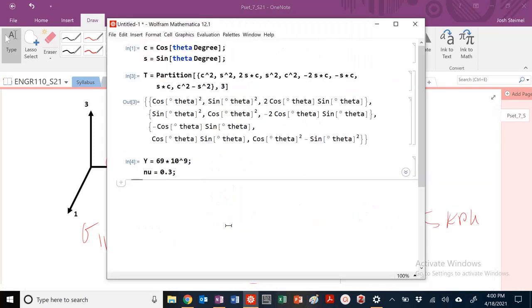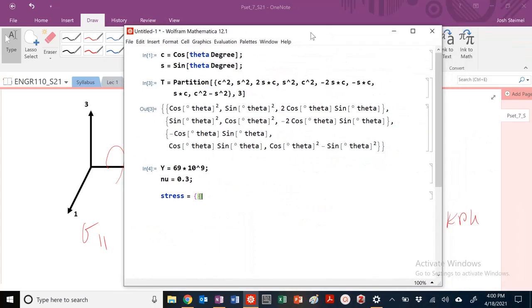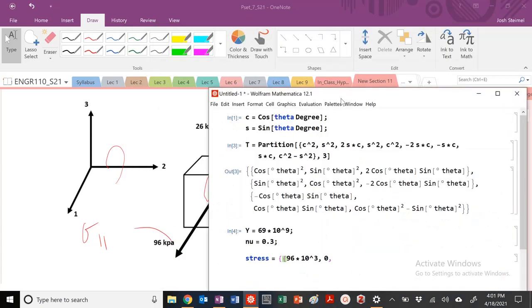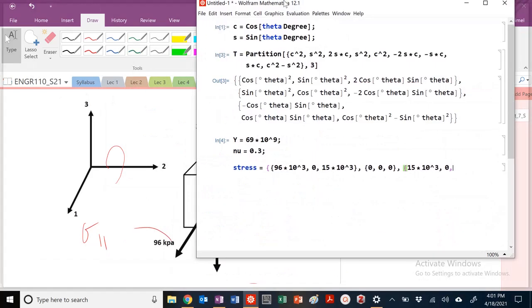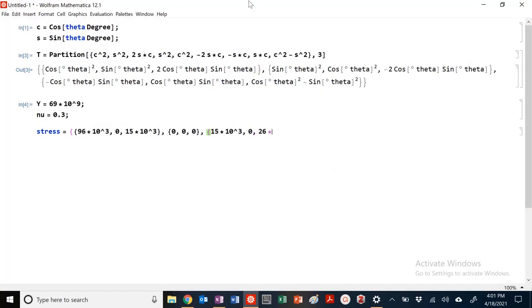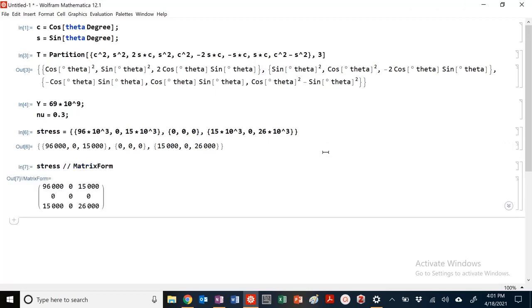So let's go ahead and write those out. So my stress, what's my 1, 1? 96 times 10 to the 3, 0. And then what is it here? 15 times 10 to the 3. And then we have 0, 0, 0. And then we have sigma 3, 1, so 15 times 10 to the 3, 0. And then what's our sigma 3, 3? 26 times 10 to the 3. And here we go. So let's look at that stress matrix form. There we go. That's our stress tensor quantitatively in pascals.